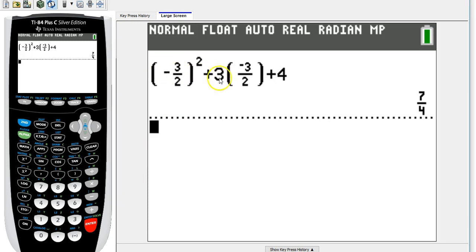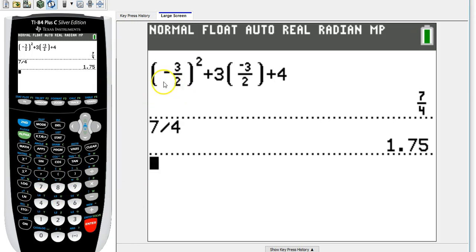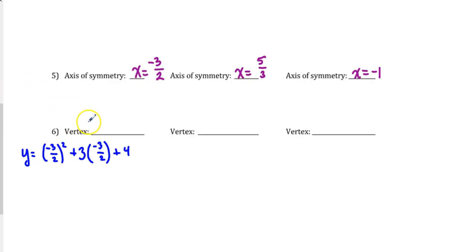Now, we could have also done this with decimals. If I want to see what this is as a decimal, 7 divided by 4 comes out to be 1.75. So we could either write it with a decimal or the fraction. Just to be clean, if you write the x with a decimal, do the y with a decimal as well. So we could say, or we could have written it with a decimal, x equals negative 1.5. So the y worked out to be 1.75. So we'll write the vertex now as x of negative 1.5, y of 1.75.